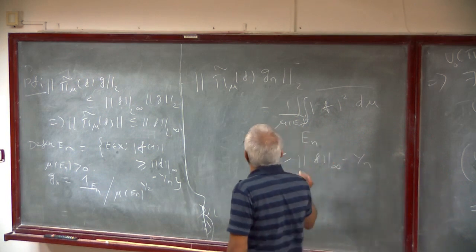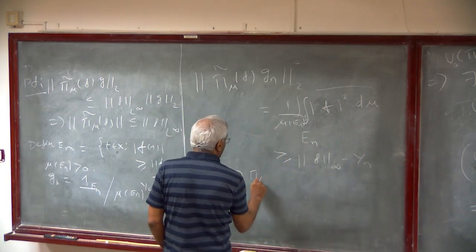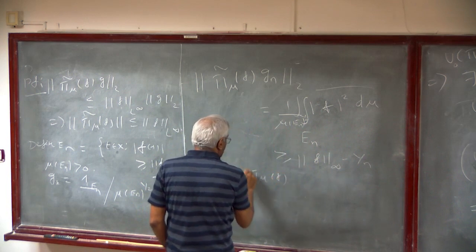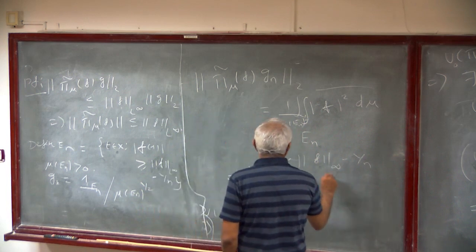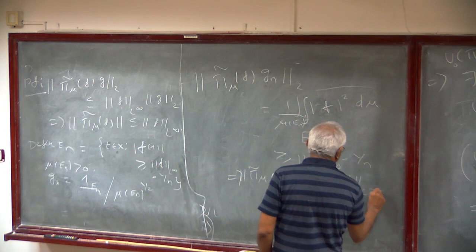So this holds for all n. This implies that the norm of pi mu of F is the norm of F in L infinity.